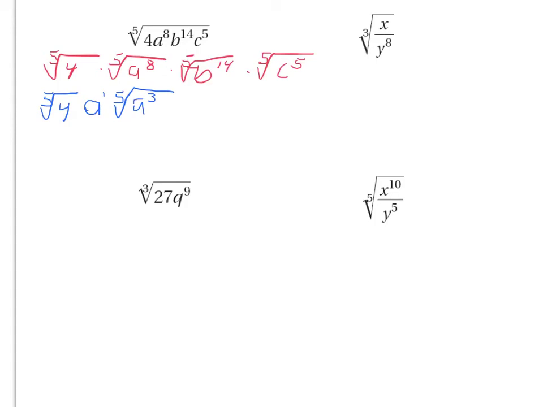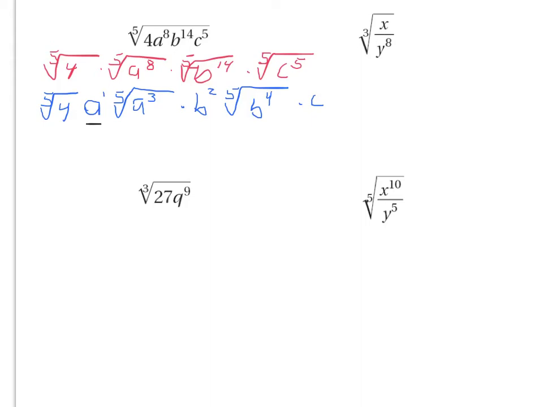The same type of thing with the b's. 5 goes into 14 twice. So we can bring out b to the second. And then left underneath would be b to the 4th. And then 5 goes into 5 exactly once for c, so we would just have a c.